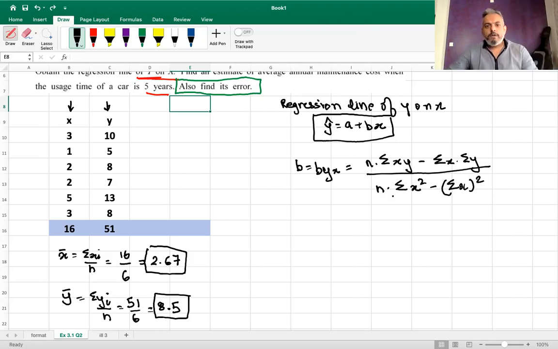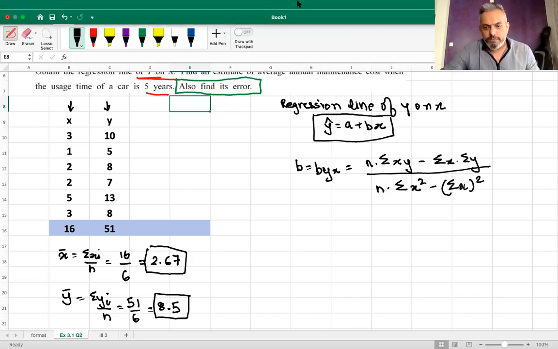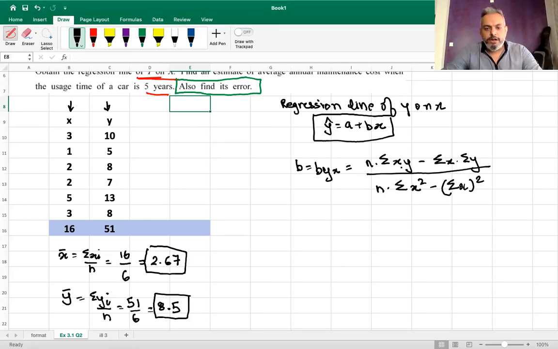So now this will decide the columns. So now you can see the formula. You need X into Y. Sigma X and sigma Y we have already found out over here. And you need sigma X square.